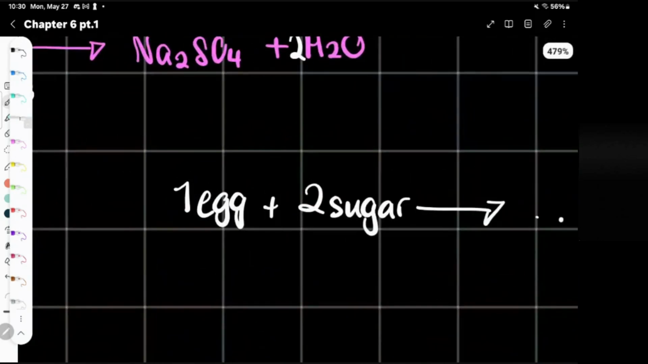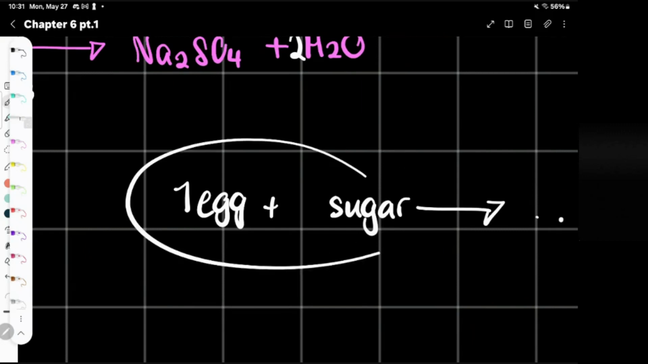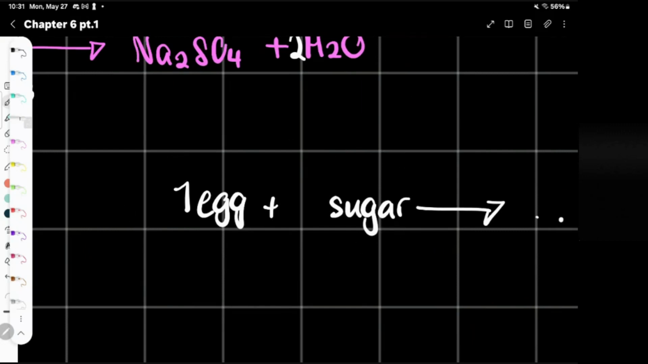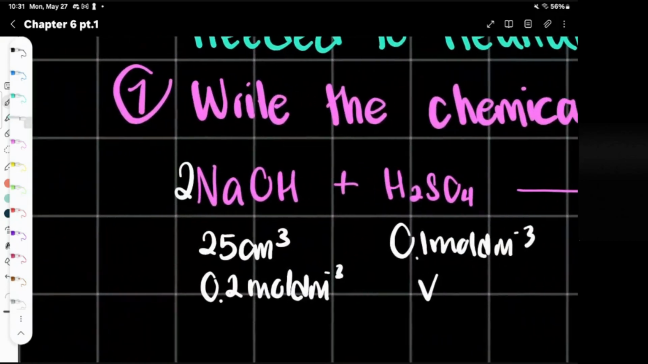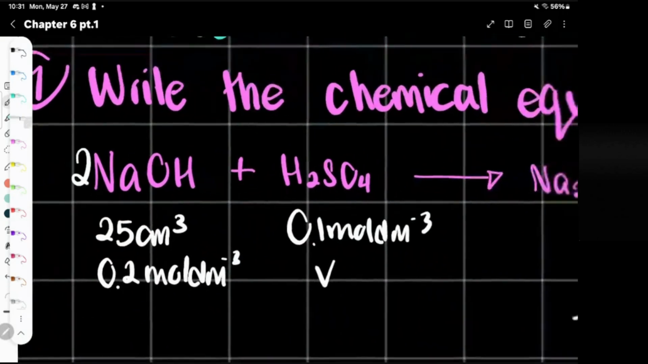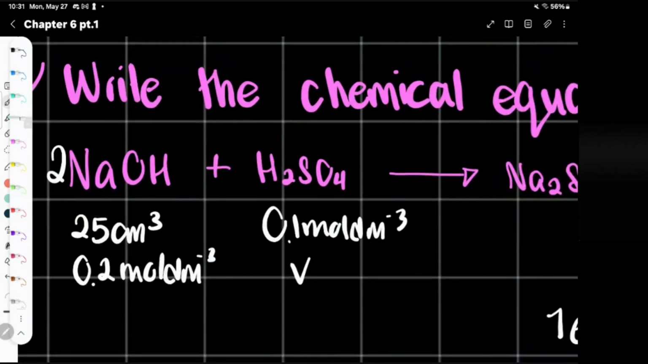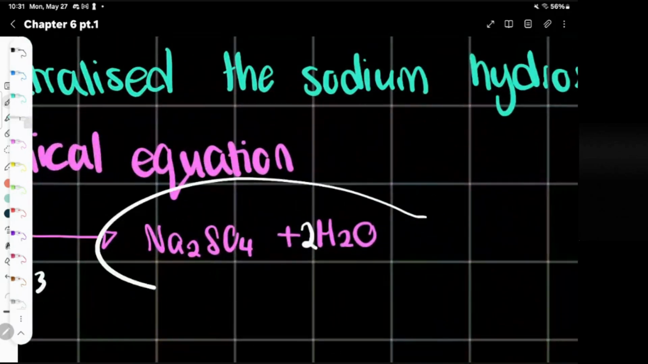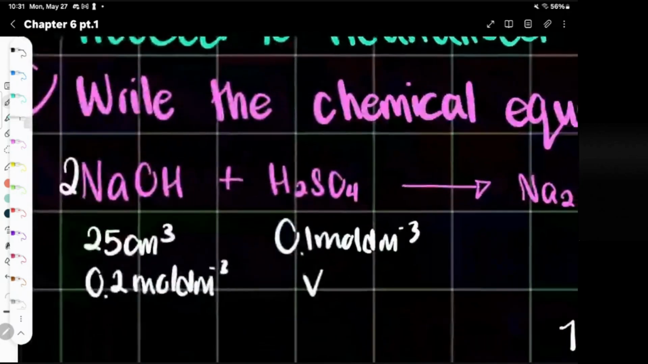For example, if you don't have the egg, if you only have one sugar, you cannot bake the cake, right? This is a recipe. So you have to have the perfect ratio, the ratio that allows it to react with others. That is the meaning of the number in front. So you have to have 2 sodium hydroxide and 1 sulfuric acid so that it can produce a result here. So that's the meaning of the number in front.